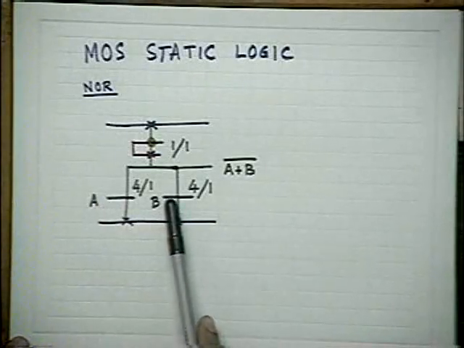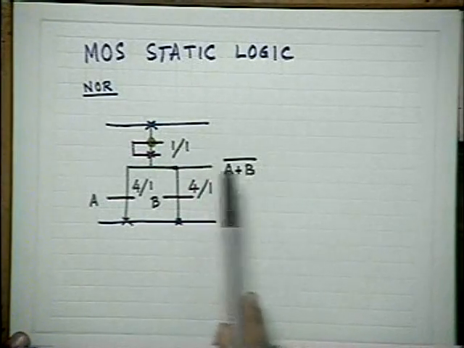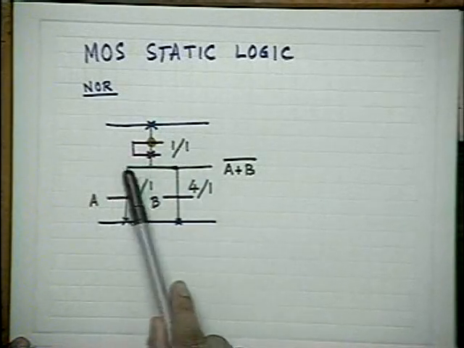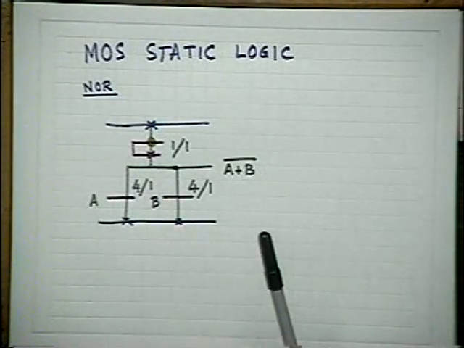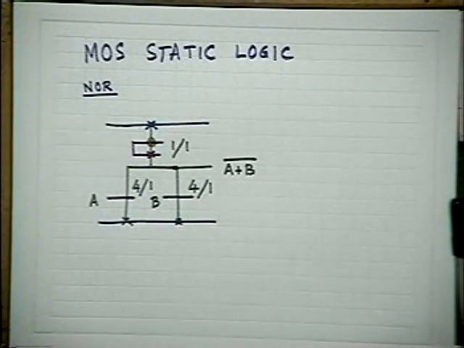And these are the inputs A and B, and you get the output here. Normally, I have shown the output by diffusion because I'm assuming that the whole circuit is only a part of the circuit.